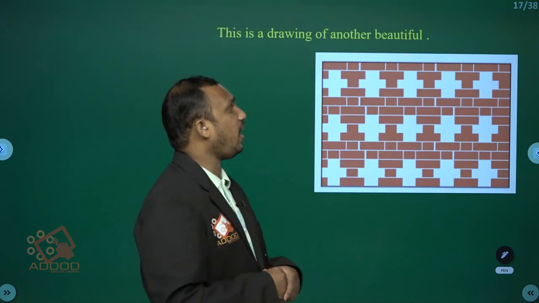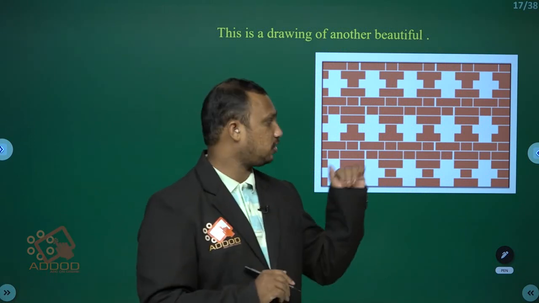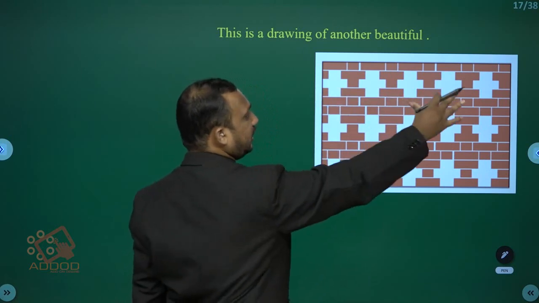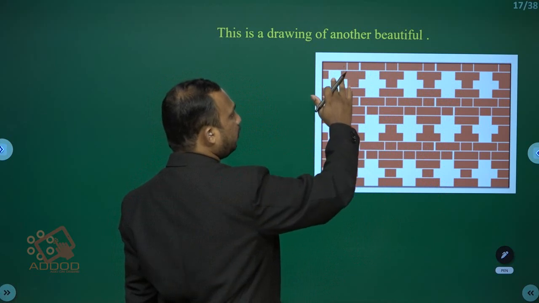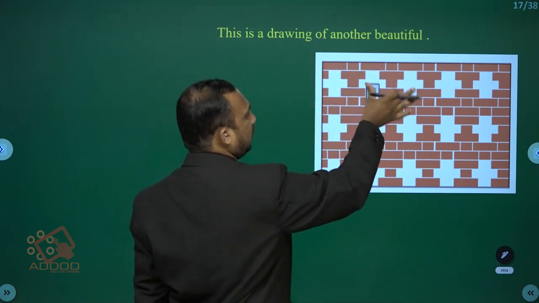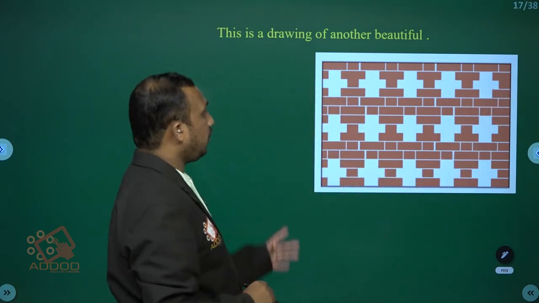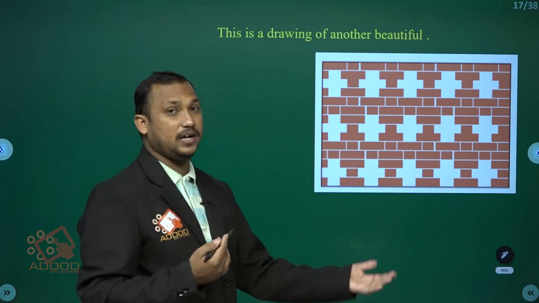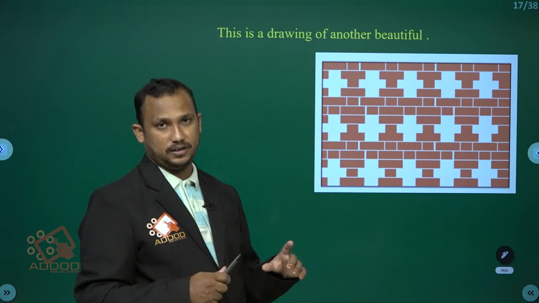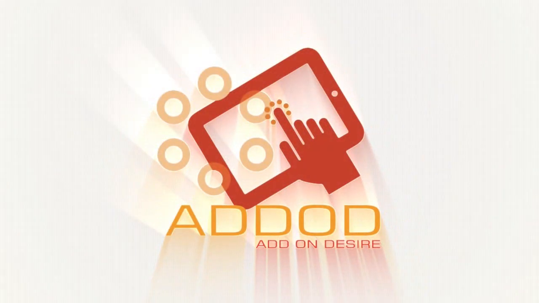This is a drawing of another beautiful jali. Here also a jali is there. They constructed it all with bricks only, but here he removed some bricks. Some bricks he removed. So now by seeing this, can you make the next pattern for this brick? Okay, so that is the question that was asked. Add-on solutions.